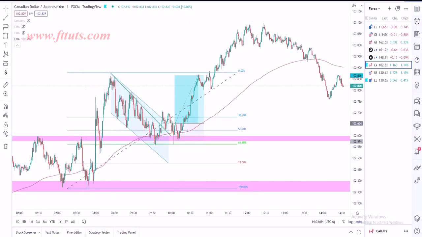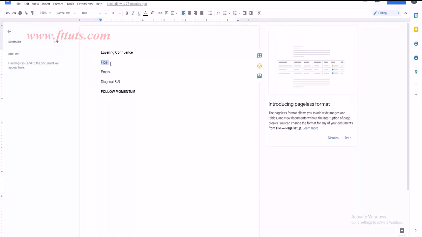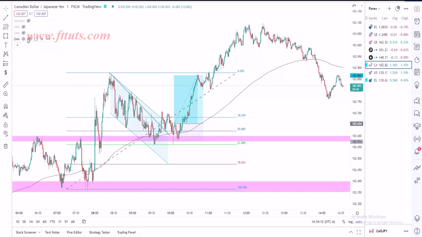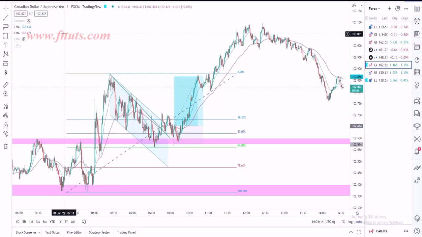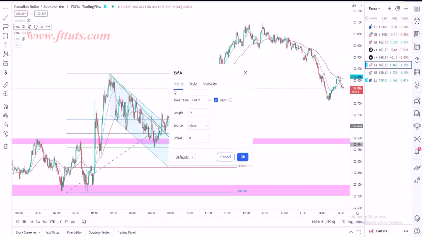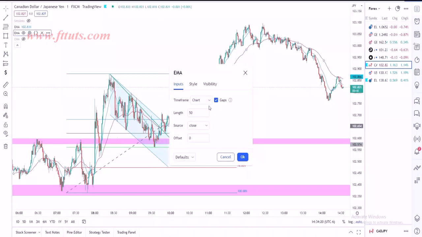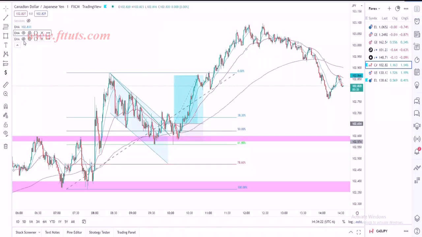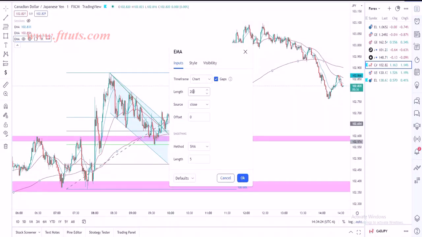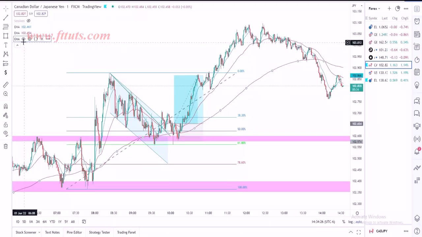Okay, so we've gone over the fibs, the ways that you can use that. We've gone over the EMAs. Actually, I want to show you the other EMAs right here. So this is the 14 EMA, and this is the 50 EMA, okay? And that one, just so you can plot it in, is the 200 EMA.